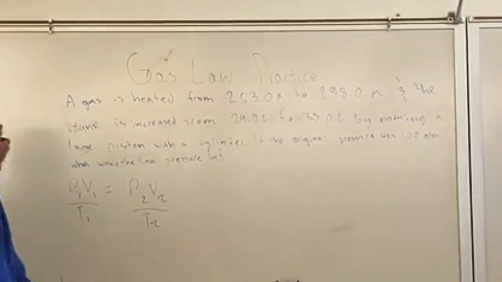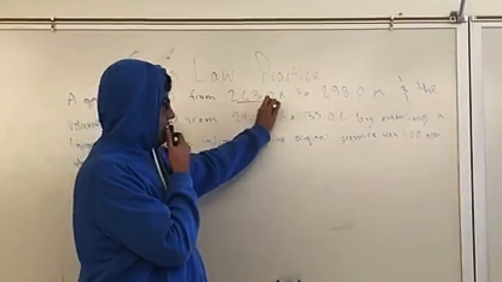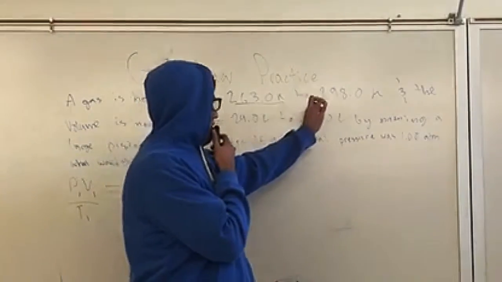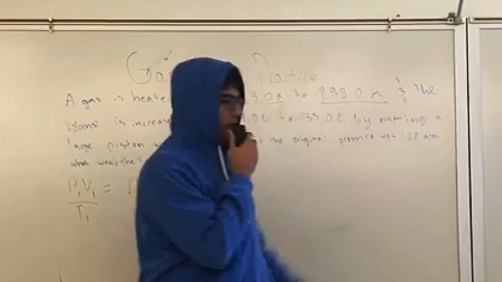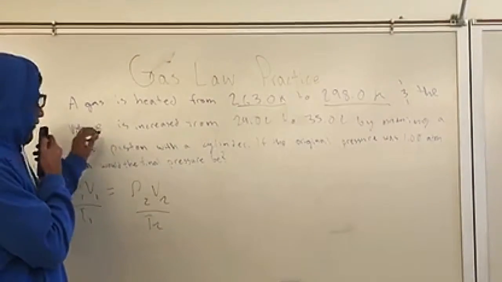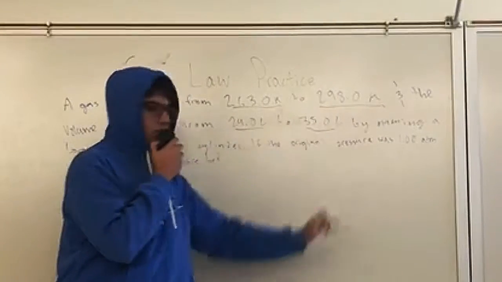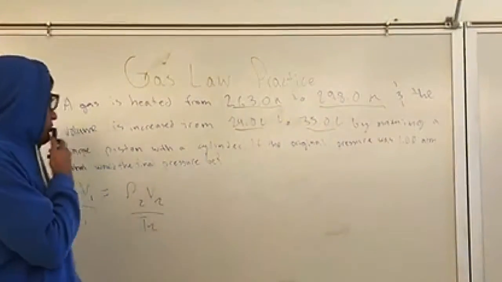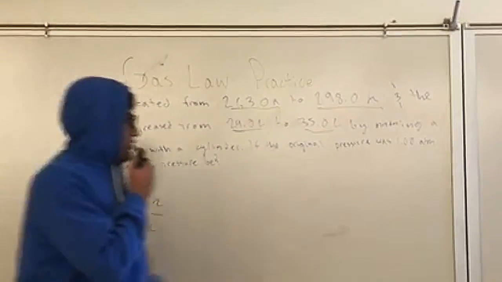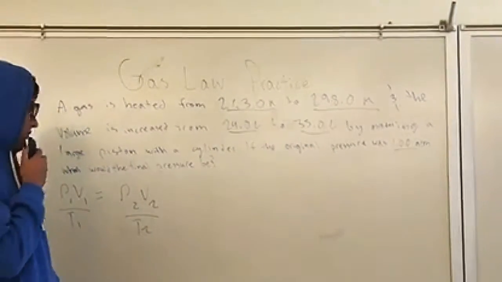So let's see what's given. A gas is heated from 263 Kelvin to 298 Kelvin. Temperature 1 and temperature 2. A volume is increased from 24 liters to 35 liters. Volume 1 and volume 2. If the original pressure was 1 atm, what will the final pressure be?